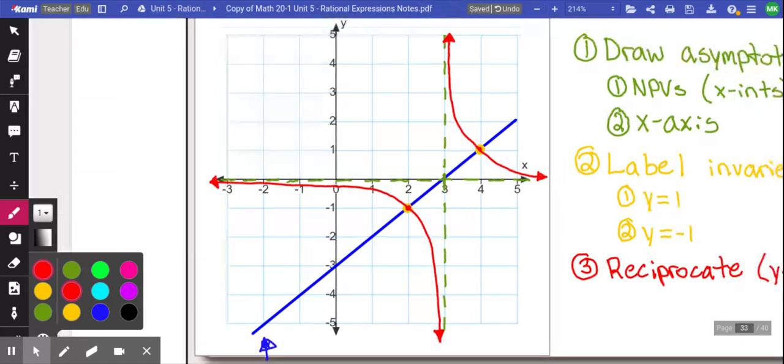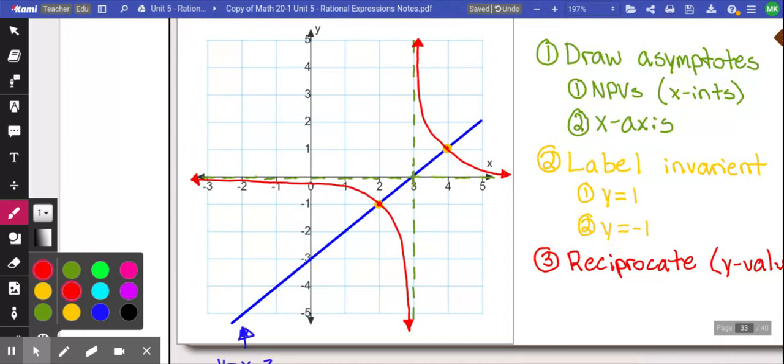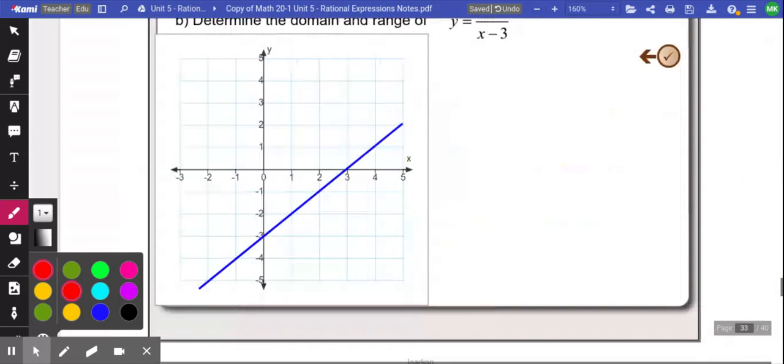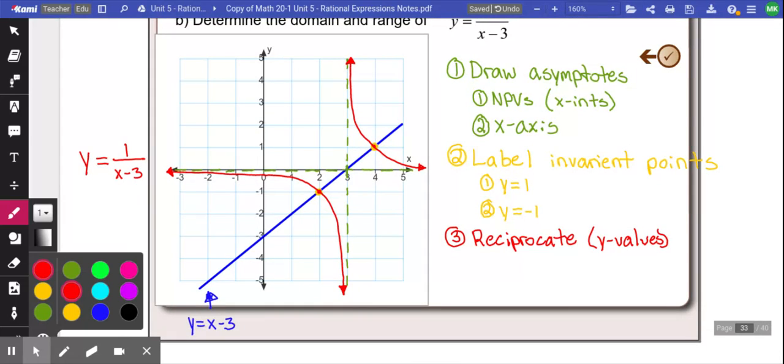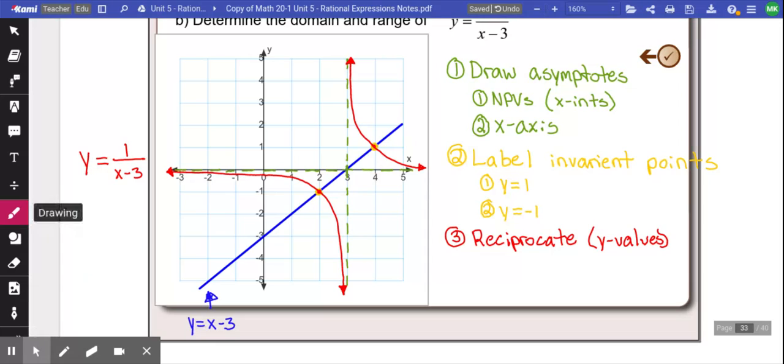That red graph is y equals 1 divided by x minus 3. The red graph is. The blue graph is x minus 3. The green lines are my asymptotes. If you can follow that pattern, draw asymptotes, draw invariant points, and then reciprocate, you'll be able to do this.